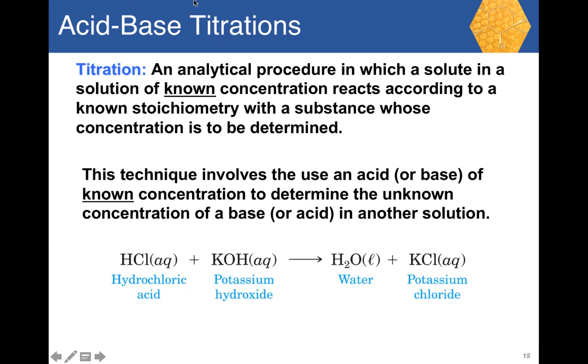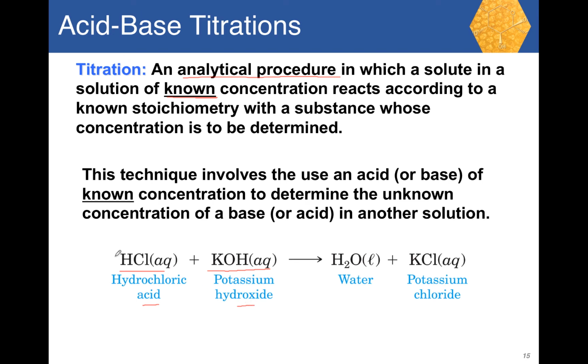Let's see what that looks like. Titration is an analytical procedure to determine the concentration of an unknown solution. Here we have a known concentration that reacts with a solution to give us some information about the unknown. Let's dig a little deeper. Here's how it works. We have HCl and KOH. We know that's an acid and this is a base.